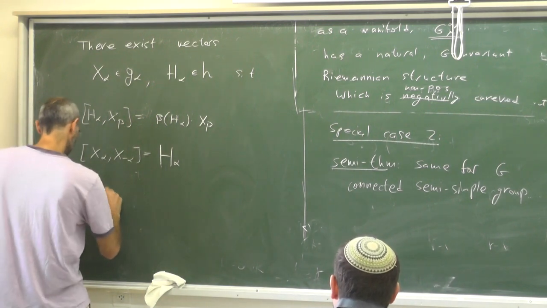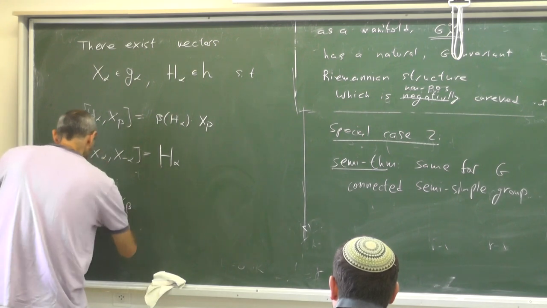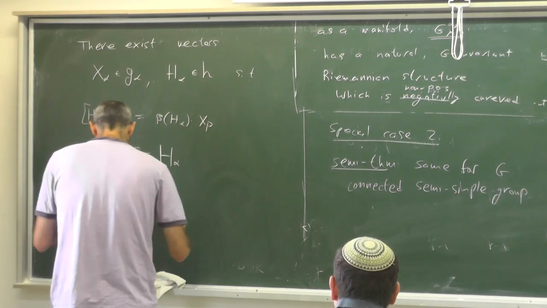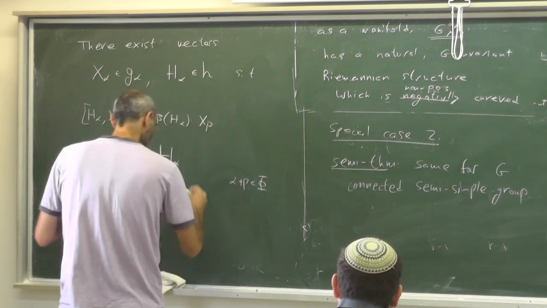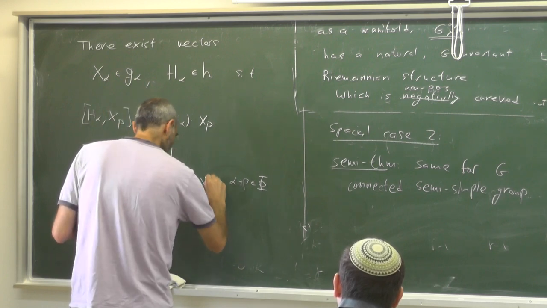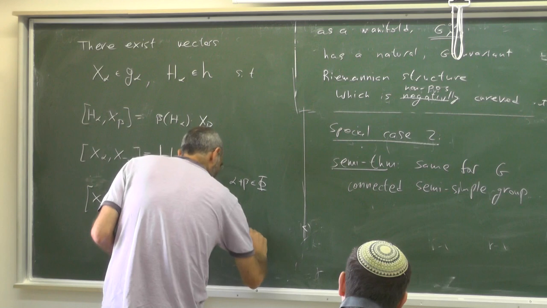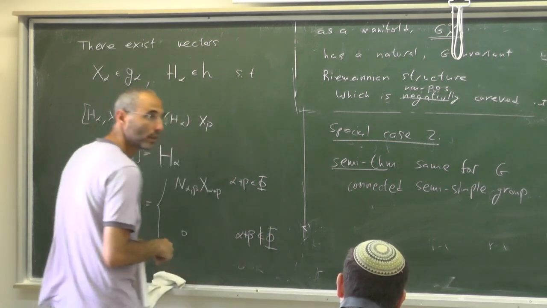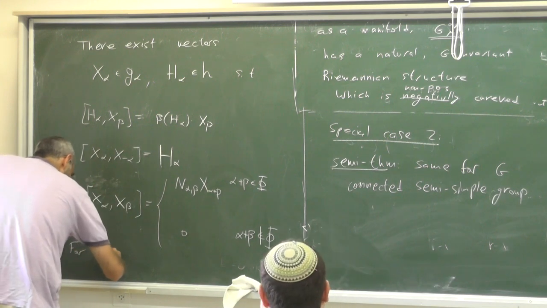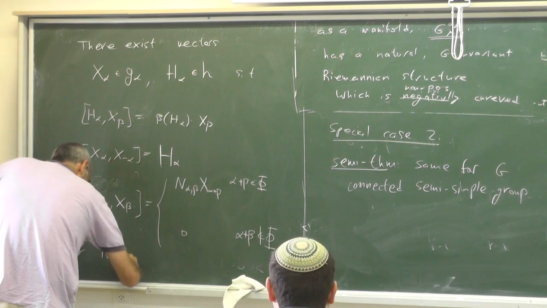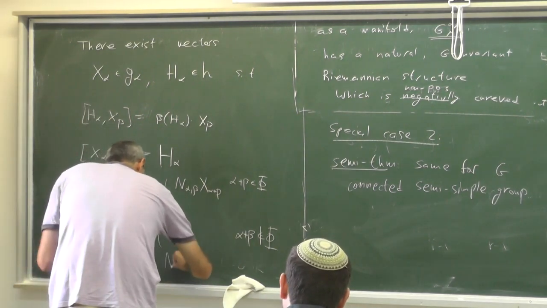What is the bracket of X alpha and X beta? If alpha plus beta is a root, this is some constant times X alpha plus beta, and it is 0 otherwise, for some constants which are actually integers, and they satisfy some relations. I will not write them all.